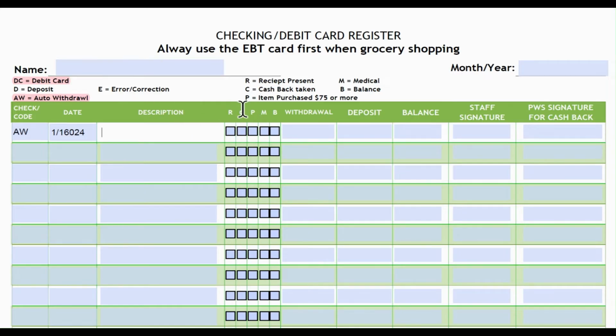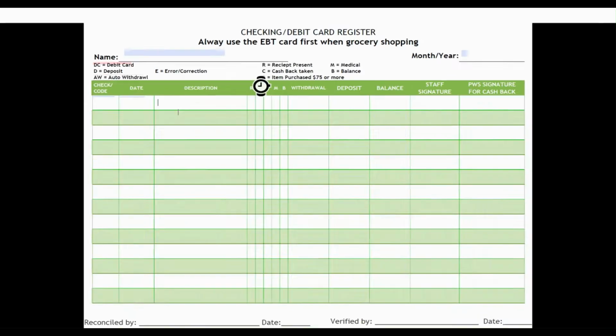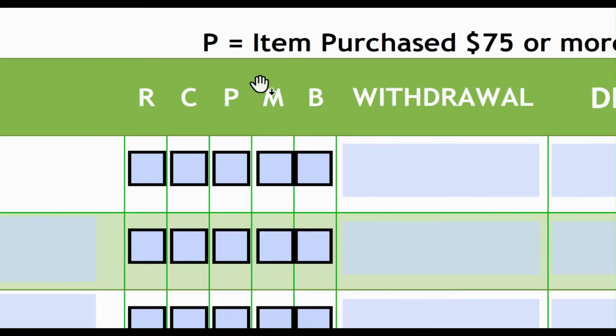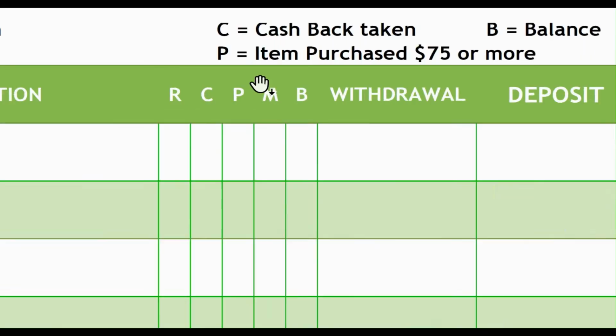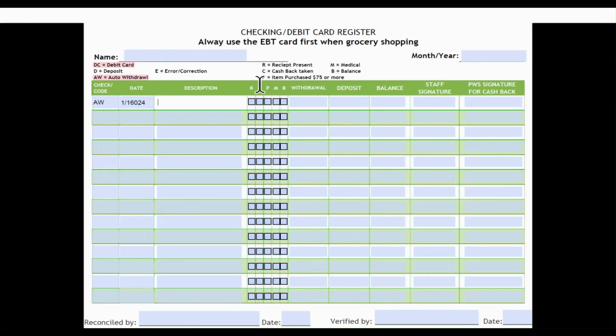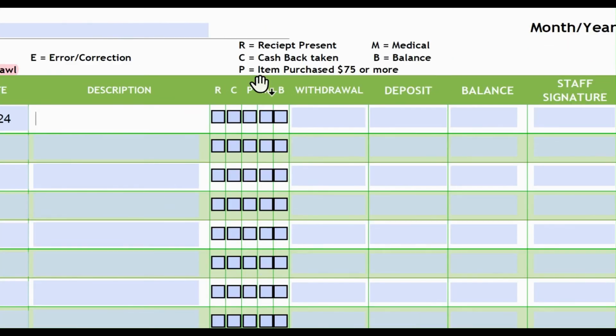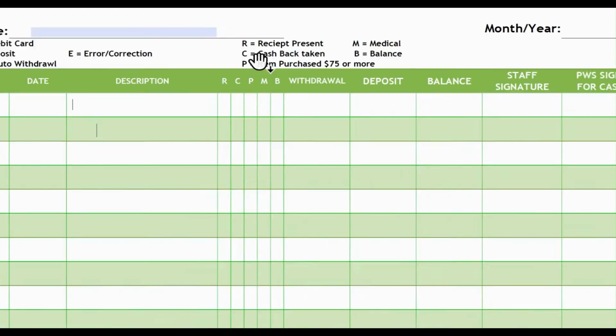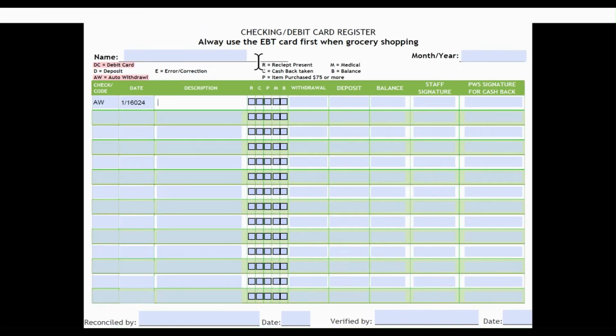So let's go to the next column down here. We've got RCPMB, and those are answered up here. There's also, actually, those are up here. Oh my gosh. Okay. This part will be cut out.